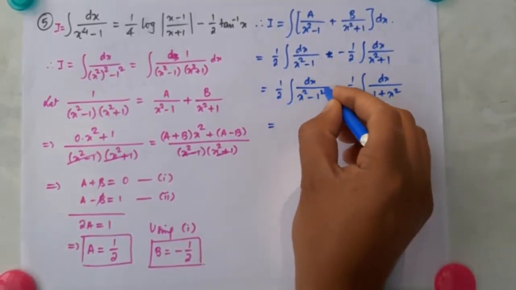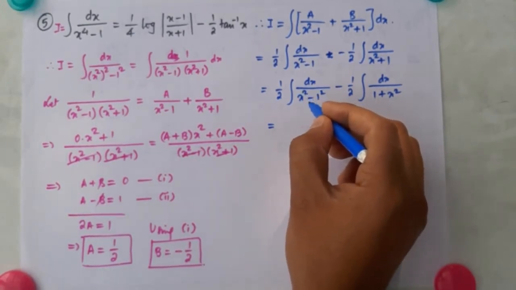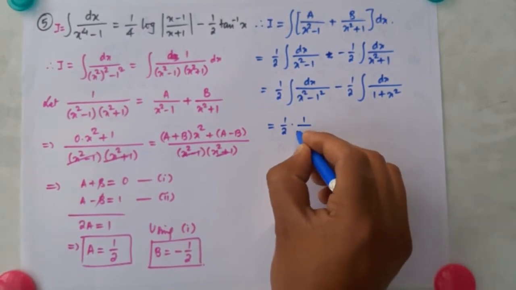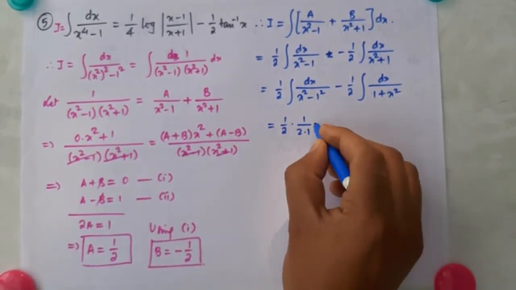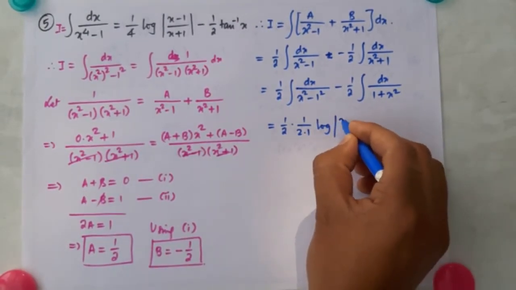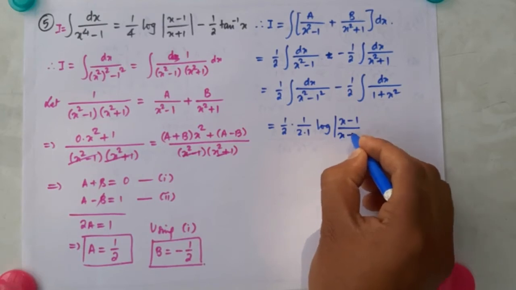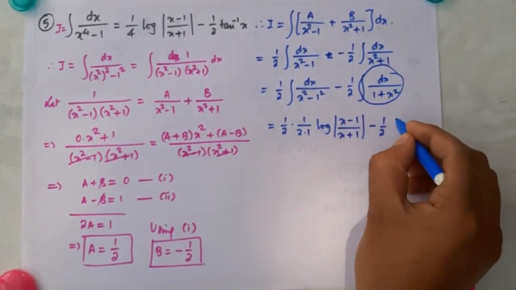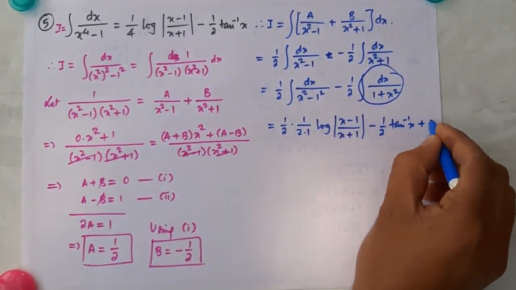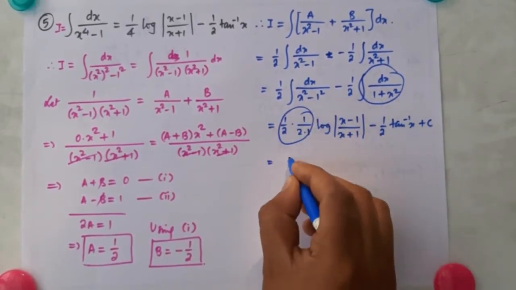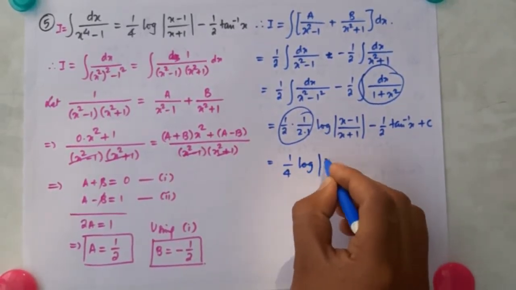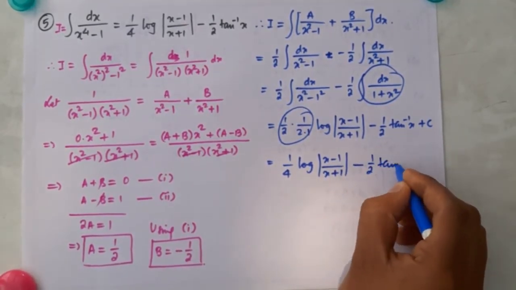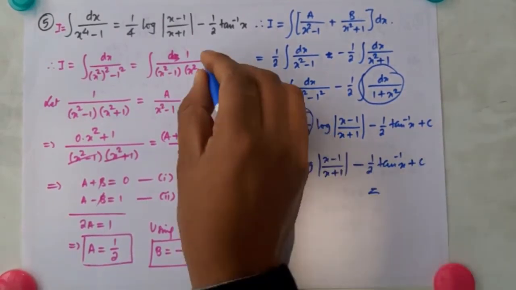Now isn't this the first problem that we solved for the day? Now you know that this is 1 by 2a, what is a? A is 1, log of x minus a divided by x plus a, isn't it? Minus half, now what is this? This is the direct formula tan inverse x with constant of integration. Now simplify this, this is 1 by 4, so you have log of x minus 1 divided by x plus 1 minus half tan inverse x plus c. So that's what we need to verify.